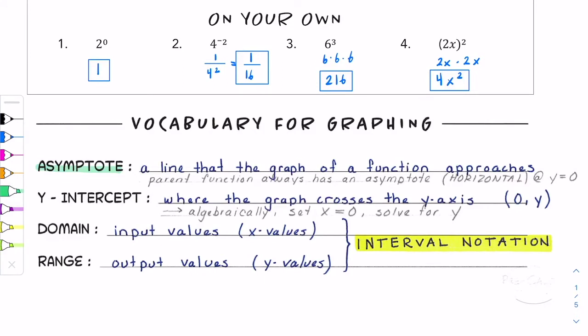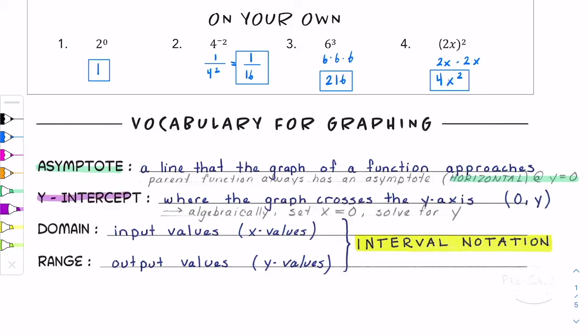So the parent function of an exponential function, because that's what we're dealing with, always has an asymptote at y equals 0, and that's a horizontal asymptote. Of course, this can shift up or down with the function, but that's where the parent graph has an asymptote.